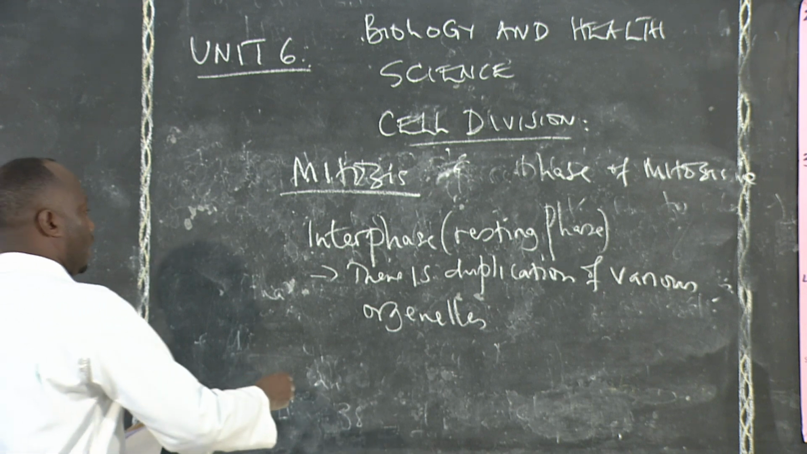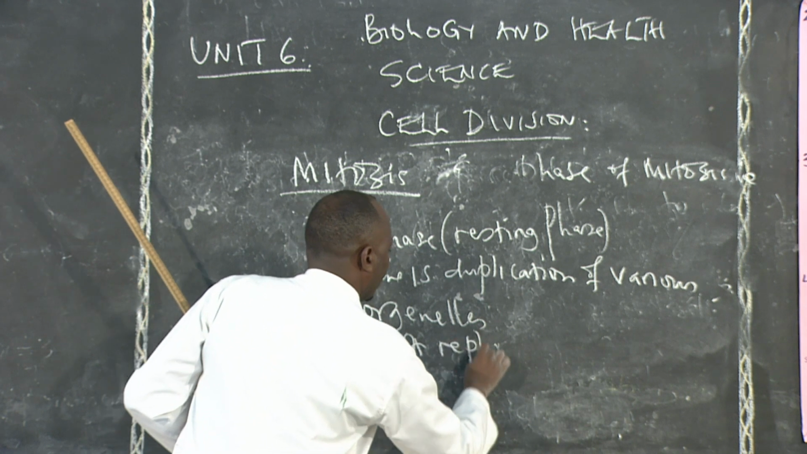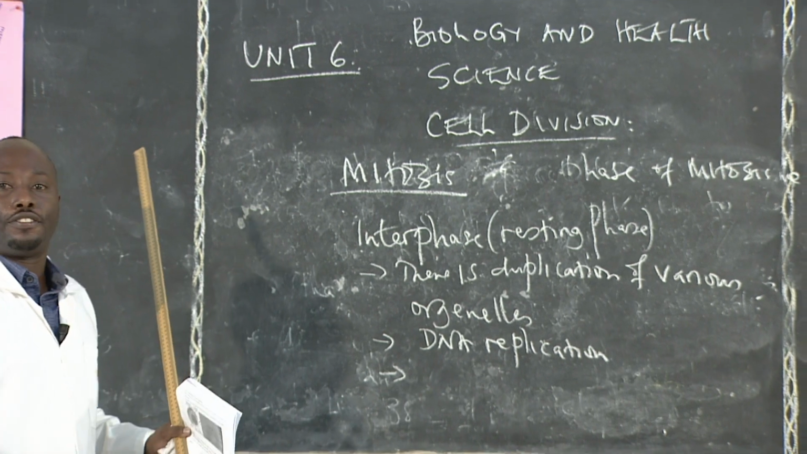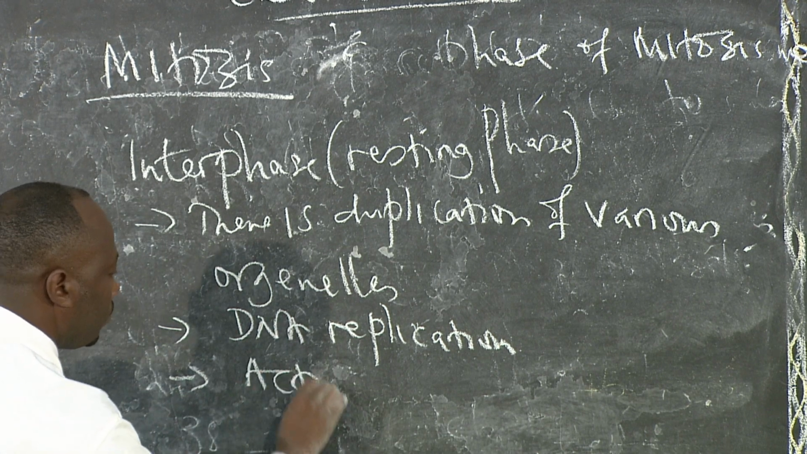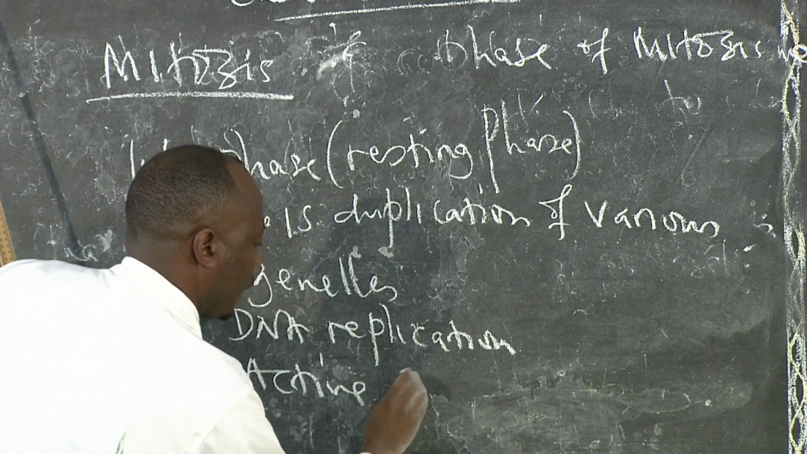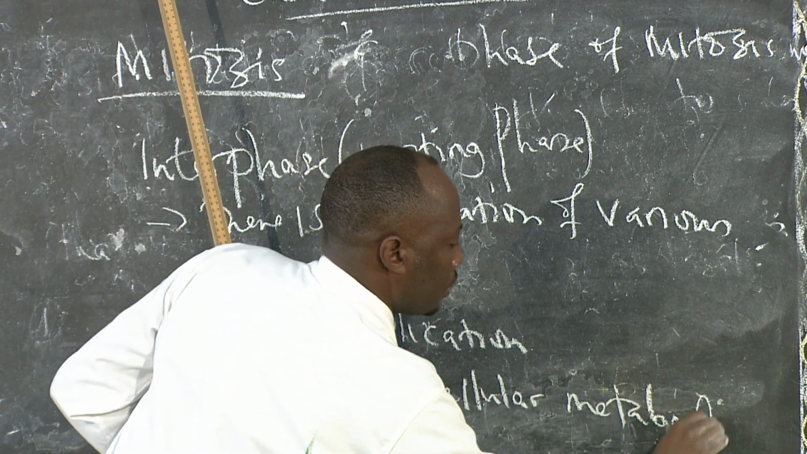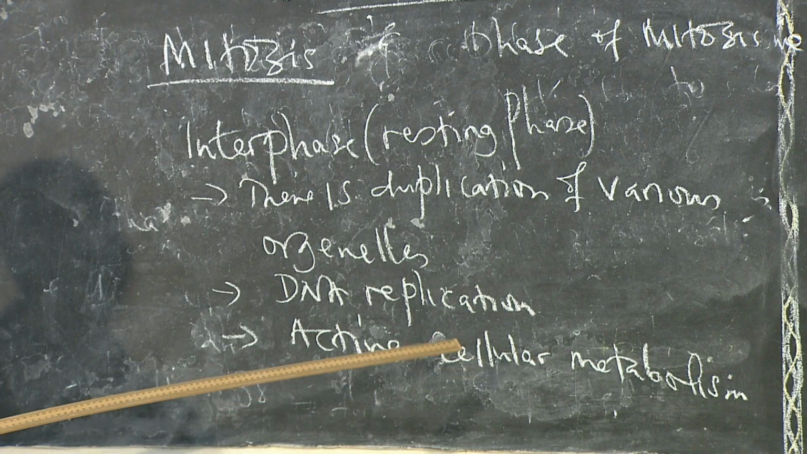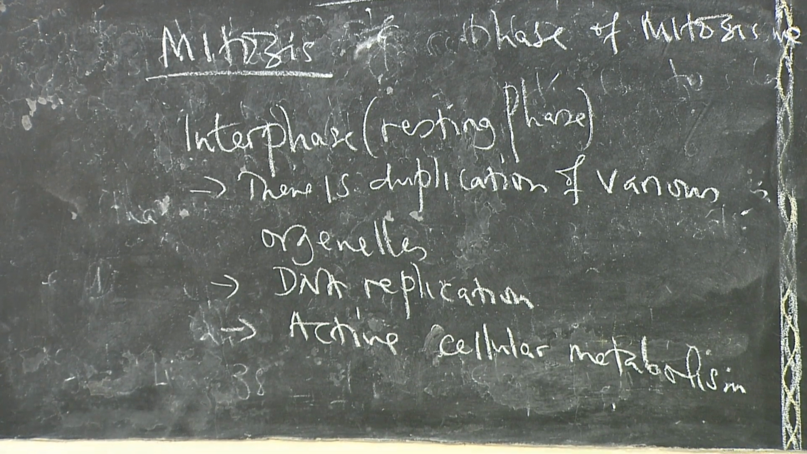So here, there is also DNA replication. You can also say that there is active cellular metabolism. If I say metabolism, it means there is production of more energy to be used in other stages of cell division. Let's go to the prophase, which is the first phase of cell division.